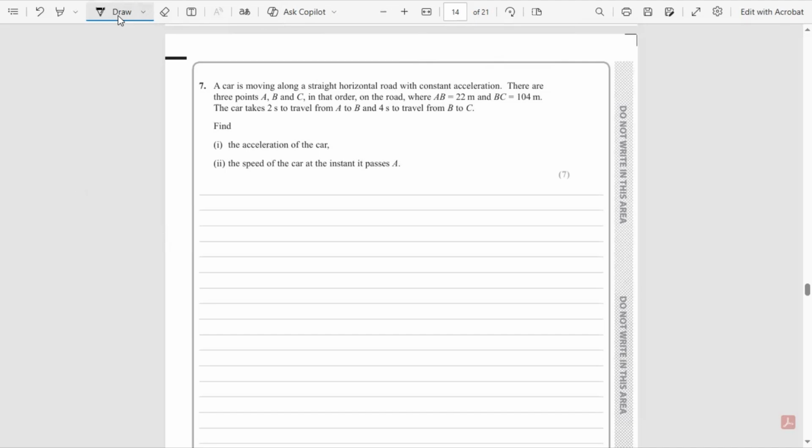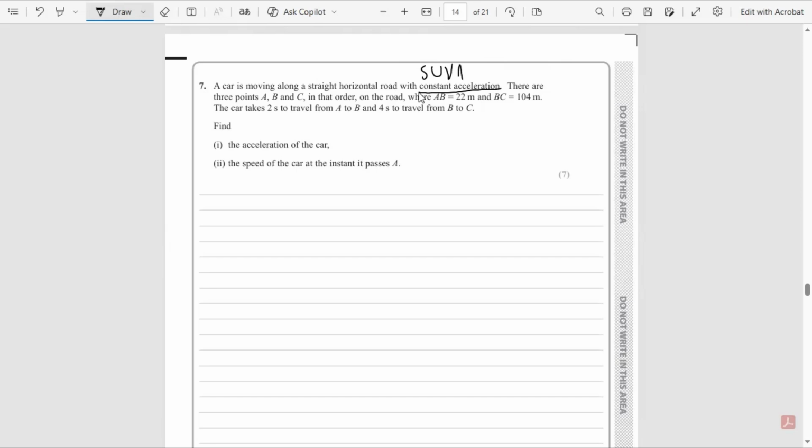Hi everyone. So in this video, we're going to work through a year 12 question on mechanics from the AS sample paper. Now, this question is about SUVAT equations. So we have here a car moving along a straight horizontal road with constant acceleration. Now, with any mechanics question where you see constant acceleration, the SUVAT equations apply.